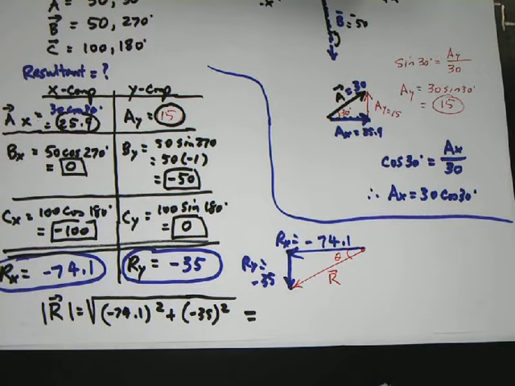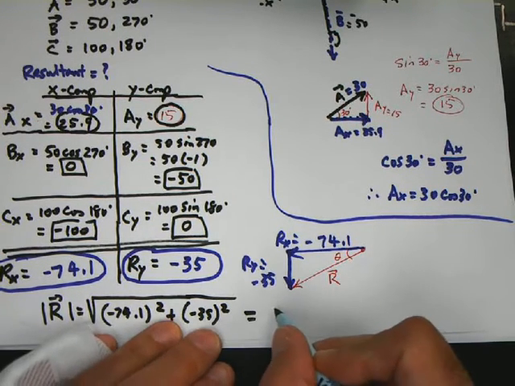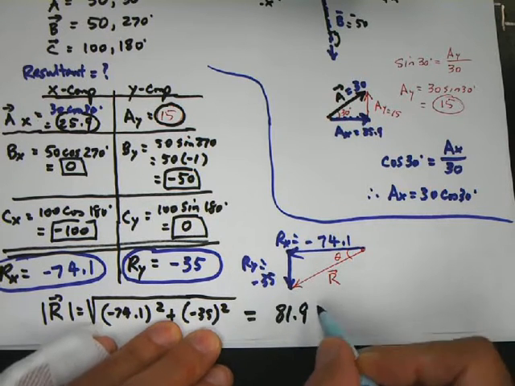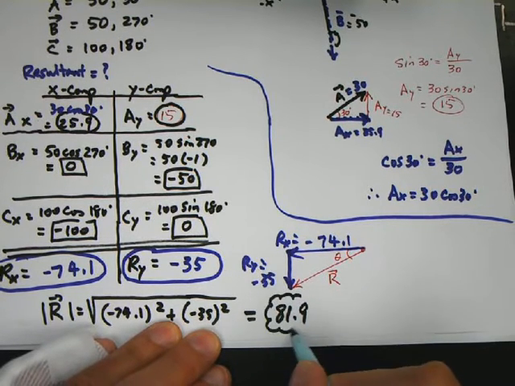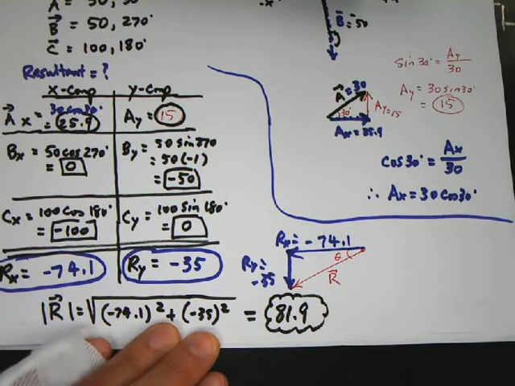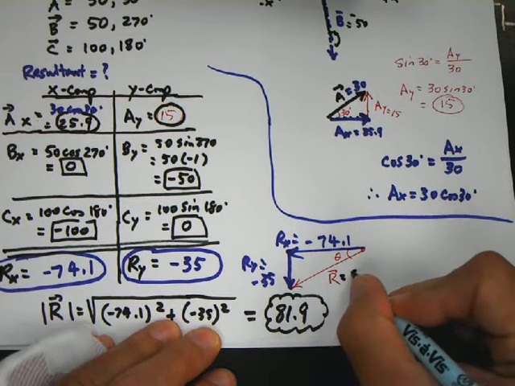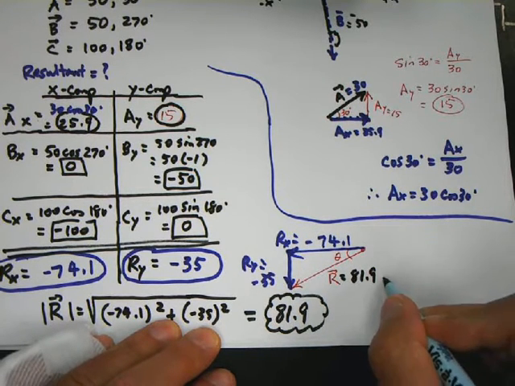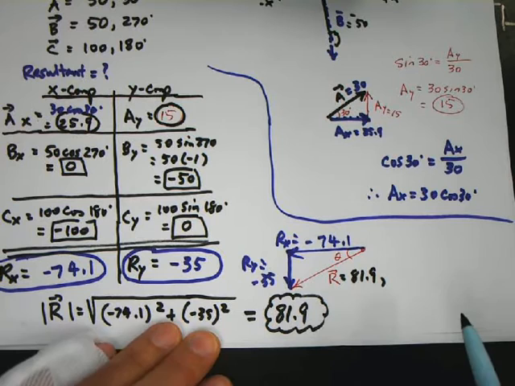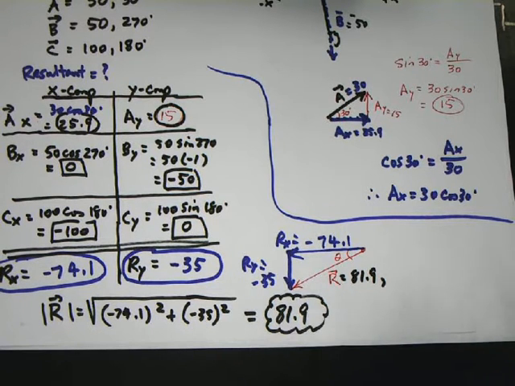So 74.1 squared plus 35 squared, and then we'll take the square root of that. And I get 81.9 approximately. So 81.9, it might be like meters per second or something of that nature if it's a velocity. Okay, so that's the magnitude of this vector. So this is 81.9 units.